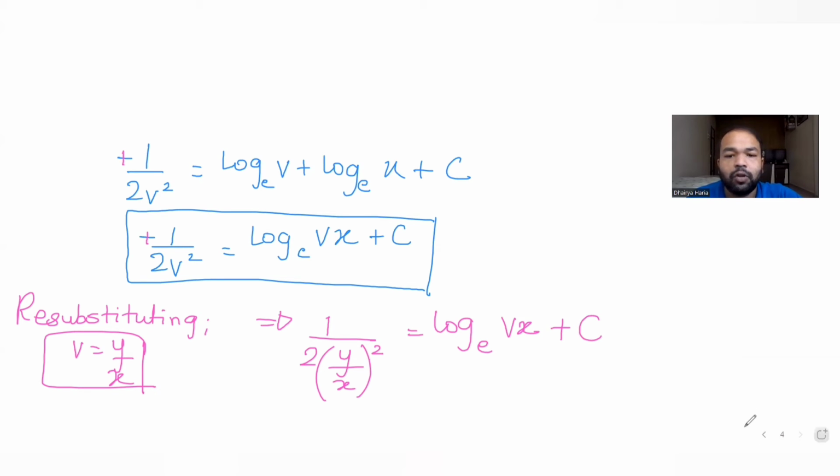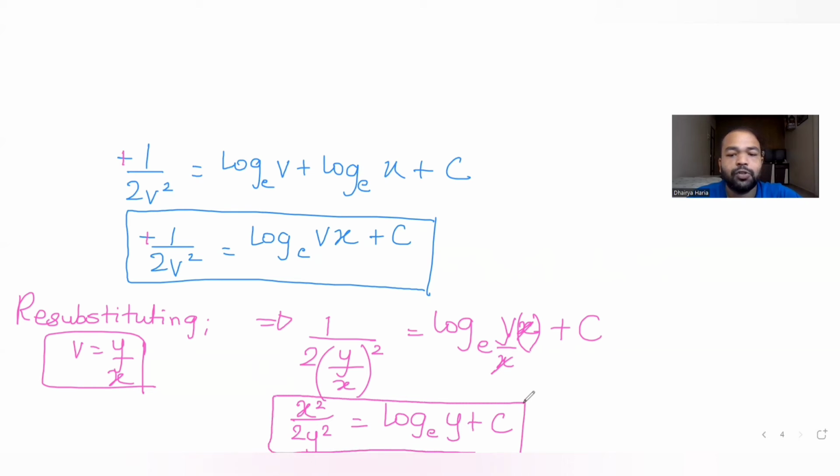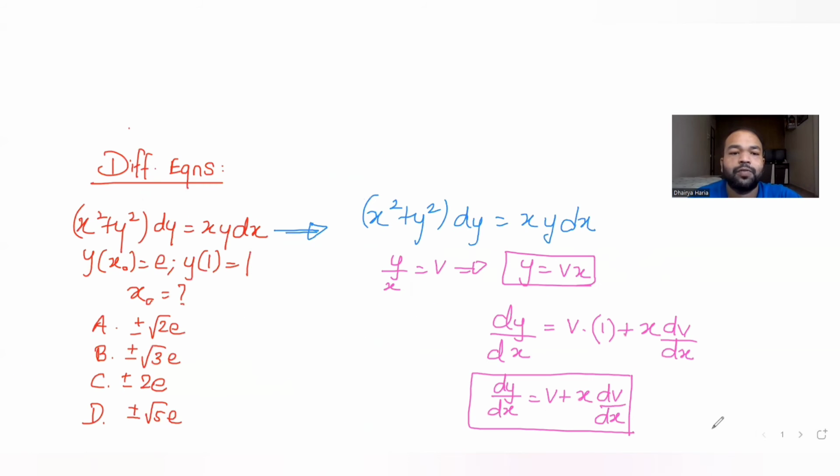So now if I try to solve this further, again v, I can replace as y by x. So x and x get cancelled out here. You are left with x square and here you have y square. X square is present in the denominator of a denominator, so it goes actually in the numerator. It becomes x square upon 2y square is equal to log y base e plus c. So this is our solution of the differential equation which is given to us.